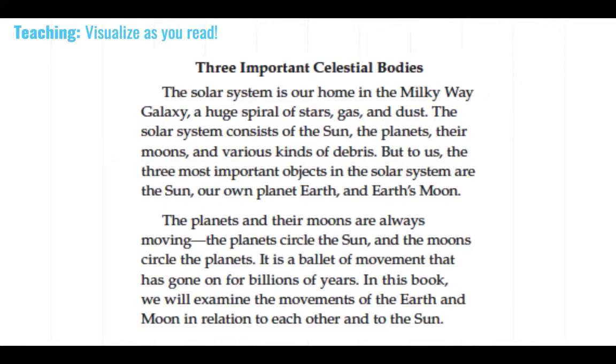Three important celestial bodies. The solar system is our home in the Milky Way galaxy, a huge spiral of stars, gas, and dust. The solar system consists of the sun, the planets, their moons, and various kinds of debris. But to us, the 3 most important objects in the solar system are the sun, our own planet Earth, and the Earth's moon. The planets and their moons are always moving. The planets circle the sun, and the moons circle the planets. It is a ballet of movement that has gone on for billions of years. In this book, we will examine the movements of the Earth and the Moon in relation to each other and to the Sun.